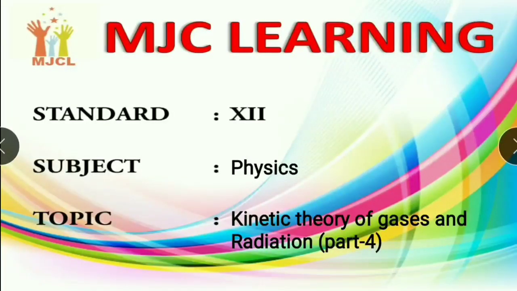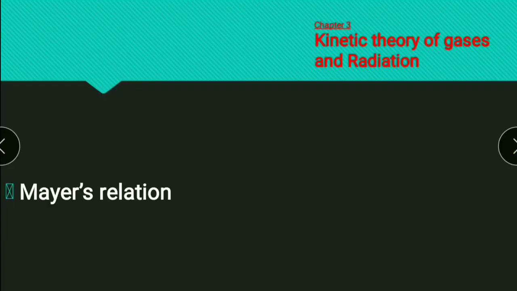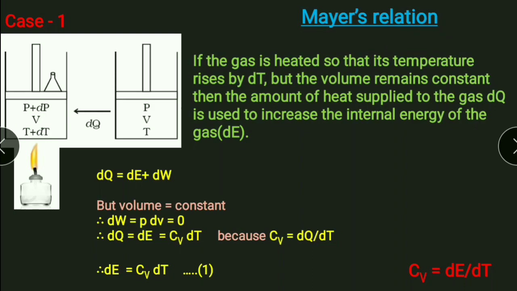This is part 4 of the chapter Kinetic Theory of Gases and Radiation. In this lecture, we are going to derive Mayer's relation. To derive Mayer's relation, consider two cases.